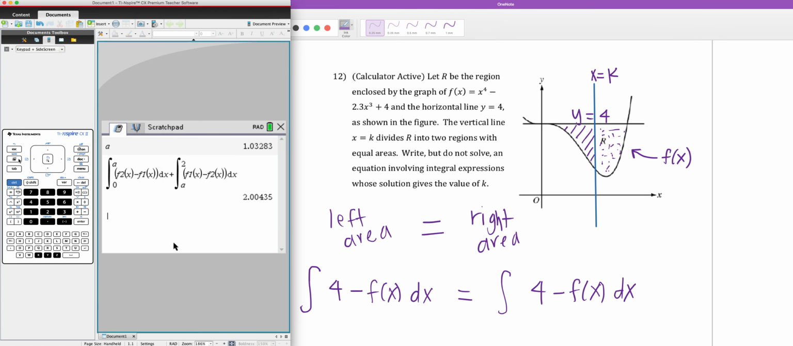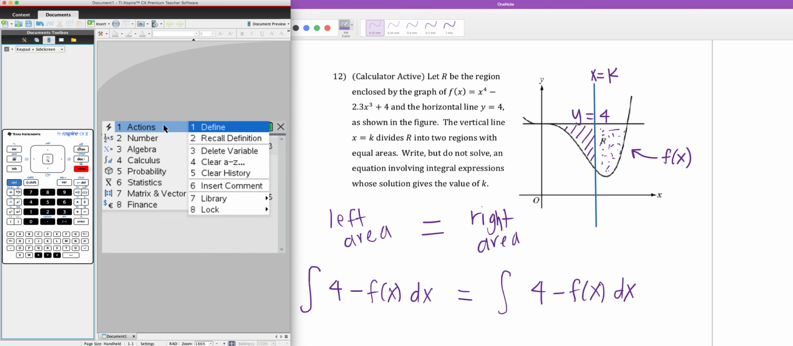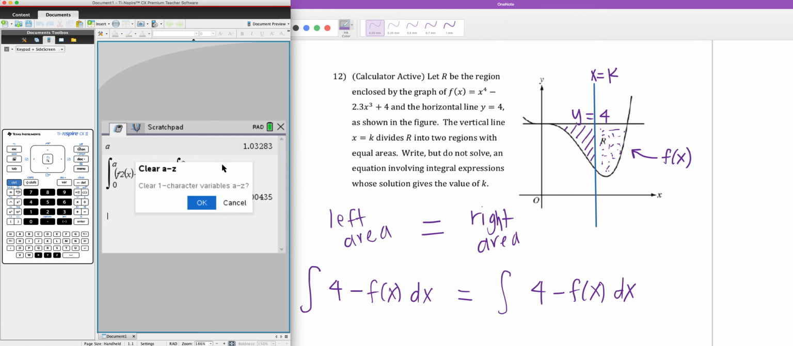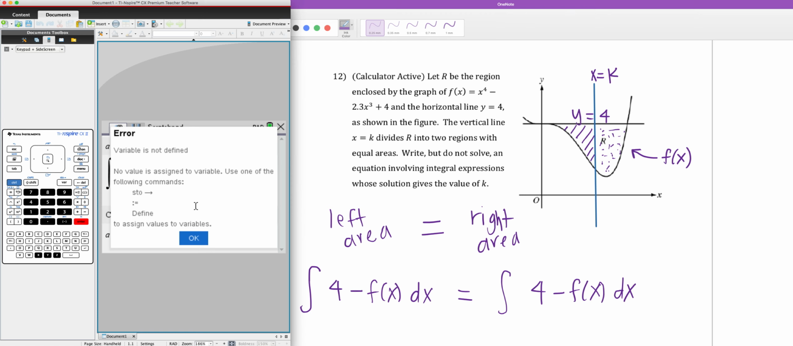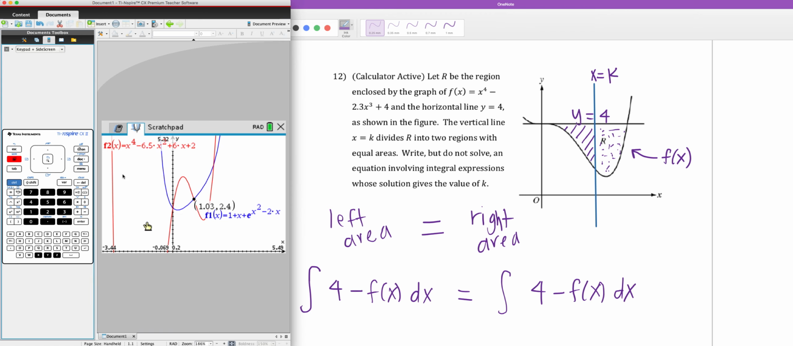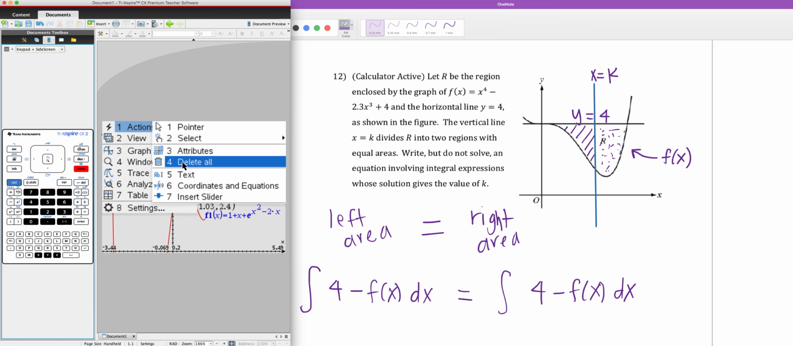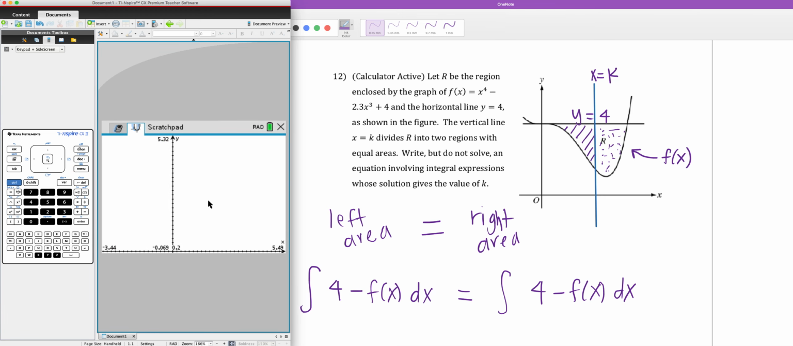So I'm going to go back over here. I am going to clear what's happening here and clear my variables. Last time we were in class, people had asked me how to clear variables. So you go Actions, clear A through Z, hit OK, and now if I type A, it doesn't know what it is because nothing's stored for it. So I did clear it correctly. If I go over here, I'm going to go Menu, Actions, Delete All. Yes, I want to delete everything.